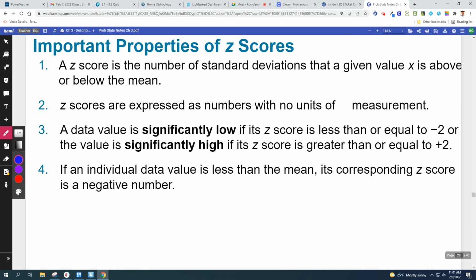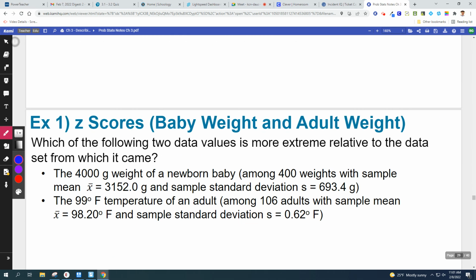Properties of z-scores. A z-score is the number of standard deviations that a number x is above or below the mean. Z-scores are expressed as numbers with no units of measurement. A data value is significantly low if its z-score is less than or equal to -2, and significantly high if its z-score is greater than or equal to +2. If an individual data value is less than the mean, its corresponding z-score is a negative number. So when you get a negative number for the z-score, you know that number is less than the mean.